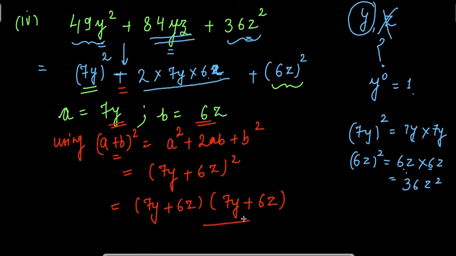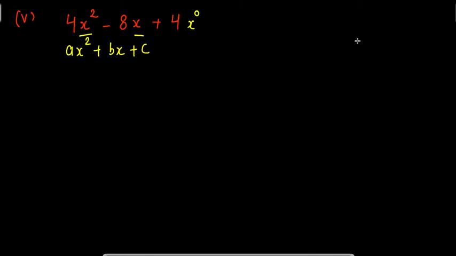Okay, you can pause the video if you want to understand the steps again, and I'm moving to part 5 of this question, which says 4x square minus 8x plus 4. Again, if you see, your equation is in the form of ax square plus bx plus c. It means x power is 2 here, x power is 1 here, and x power I can assume as 0 because anything to the power 0 is 1, right? So again it is a quadratic equation. We will again make use of algebraic identity to solve this question. How do we do that?